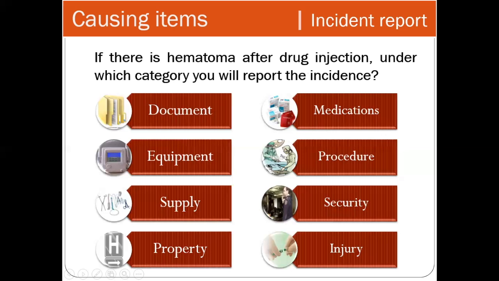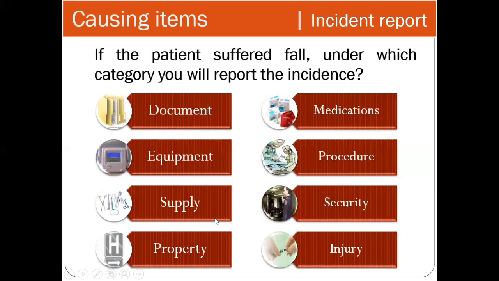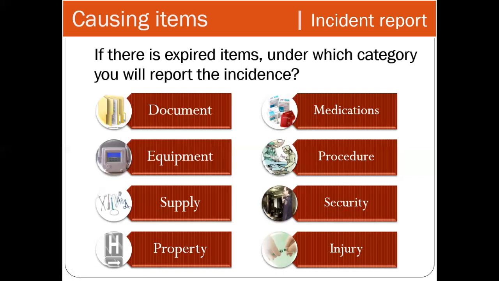If hematoma after drug injection, which category? It could be medication, it could be injury too. Patient suffered a fall, patient fall. It would be injury, or procedure if we did the wrong procedure for the patient and it led to a fall, or also medication, some medication effect for the patient that led to a fall. If there is an expired item, supply.